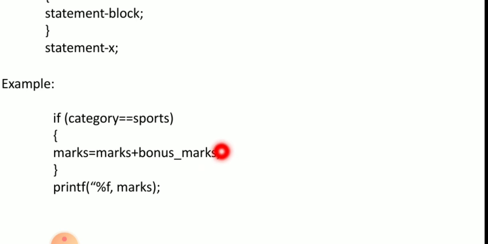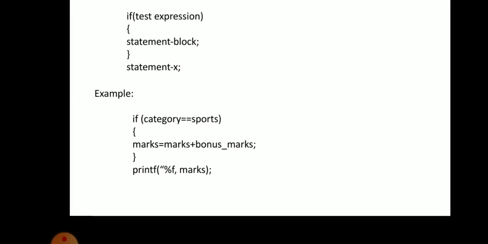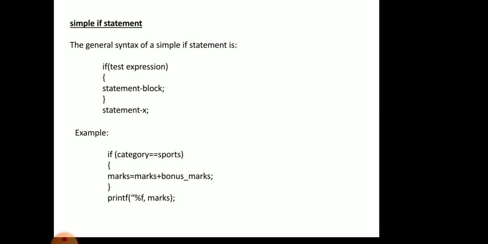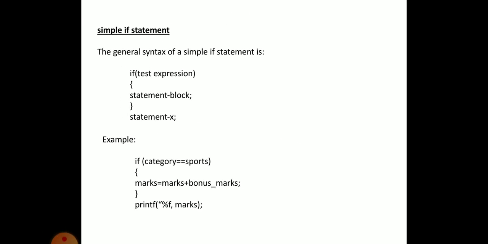In such a case, if the condition category equal to sports becomes false, the statement immediately following the if statement will not be executed, and the execution transfers to the printf marks statement. So if the condition is true, a particular set of statements will be executed, and if the condition becomes false, the statements immediately following the if will be skipped and the last statement printf %f marks will be executed. So this is an example of a simple if statement.